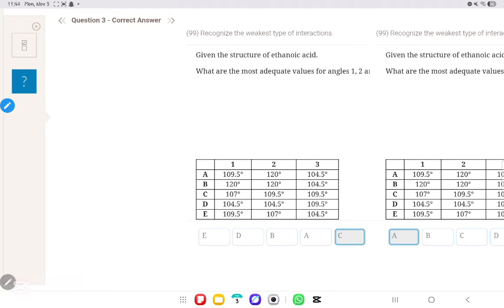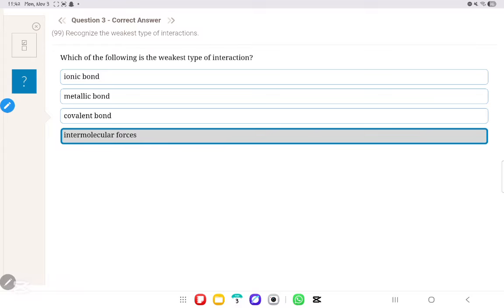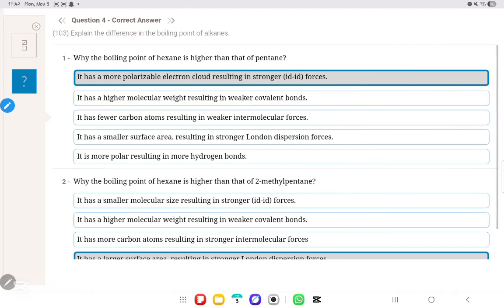We'll move on to question number 3. What does it say? Which of the following is the weakest type of interaction? For sure, out of all of them, it's the intermolecular force. And in between the intermolecular forces, the London dispersion force, or ID forces, are the weakest forces. We'll move on to question number 4.